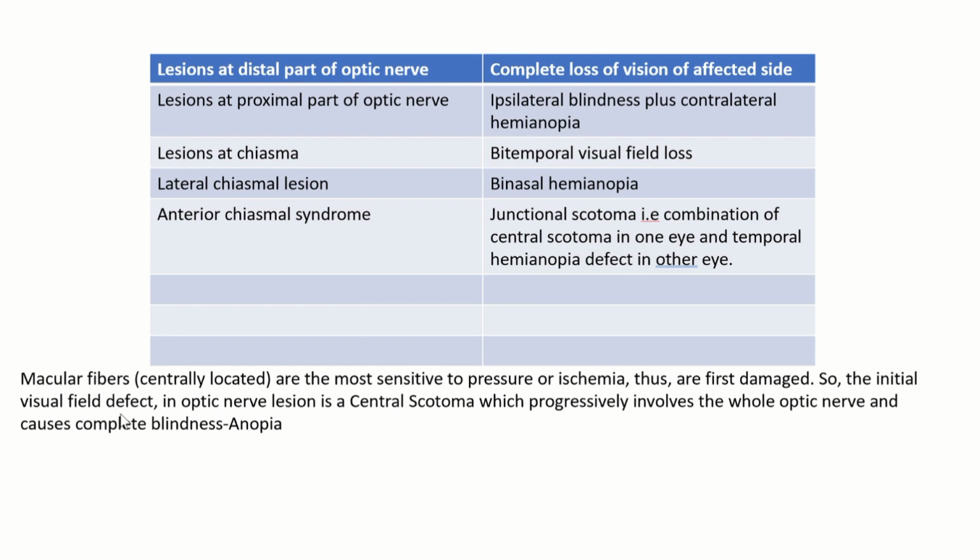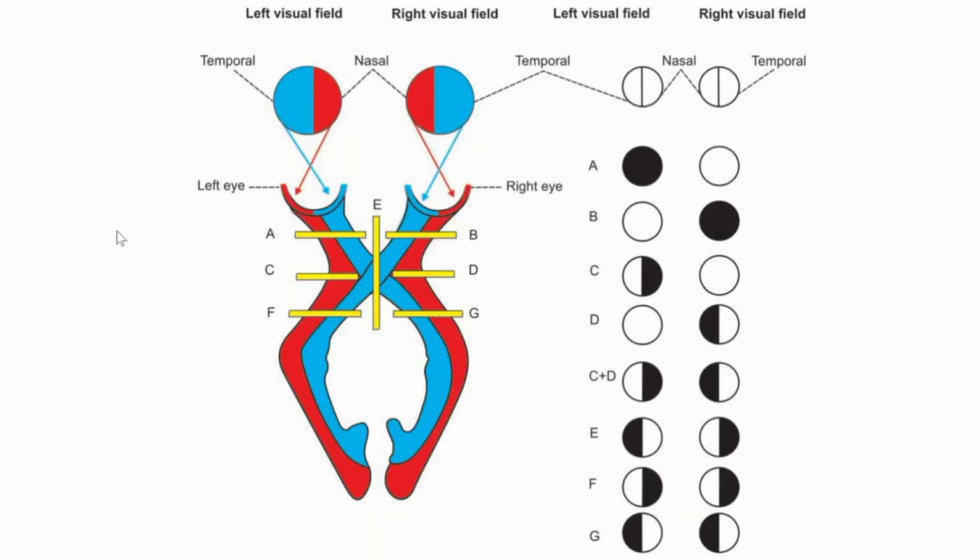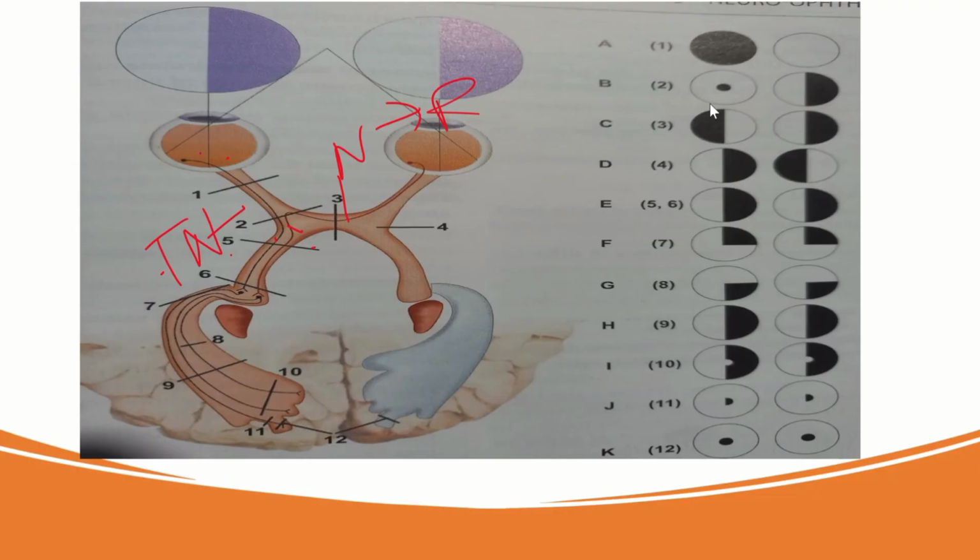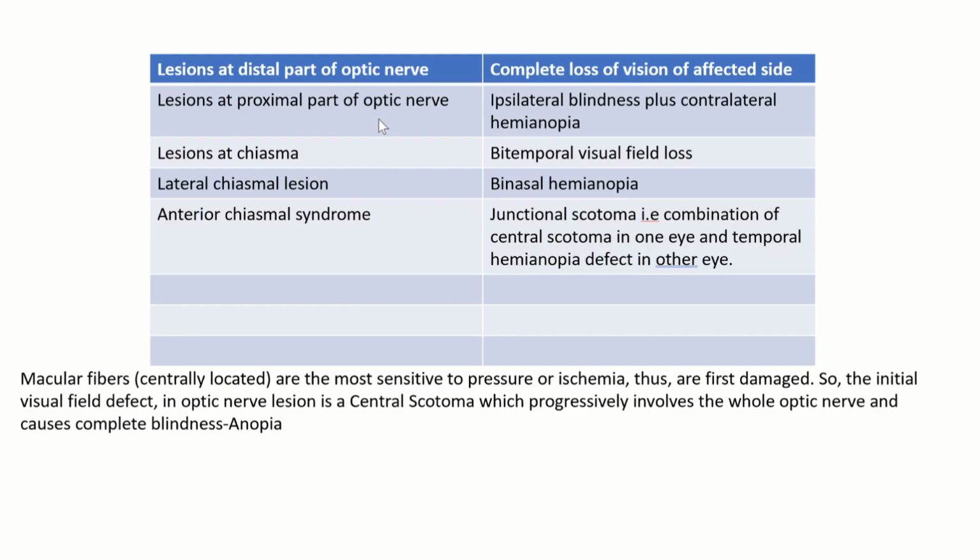So the initial visual field defect in an optic nerve lesion at the proximal part is the central scotoma, which progressively involves the whole optic nerve and causes complete blindness. Initially you will see a central scotoma, loss of vision at the central part. After that it will spread and involve the whole optic nerve, and it will result again like the number 8, that is, complete blindness. So lesions at the proximal part of the optic nerve cause ipsilateral blindness plus contralateral hemianopia.